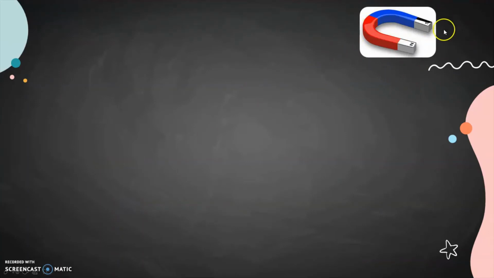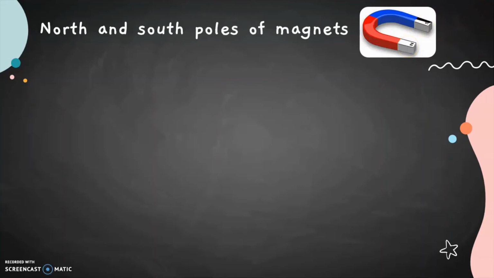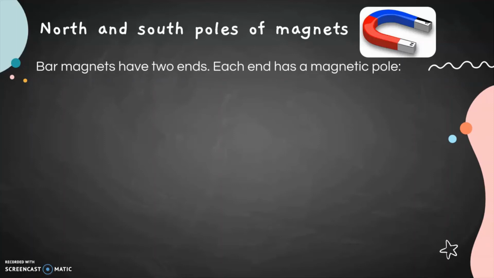Now, this is the magnet. We have the north and south poles of a magnet. Bar magnets have two ends. Each end has a magnetic pole. But this is not a bar magnet, but a U-shaped magnet.